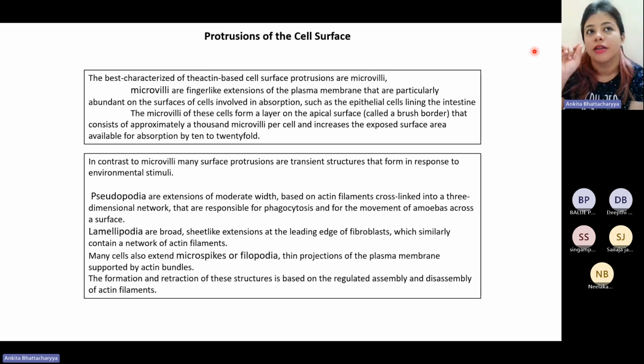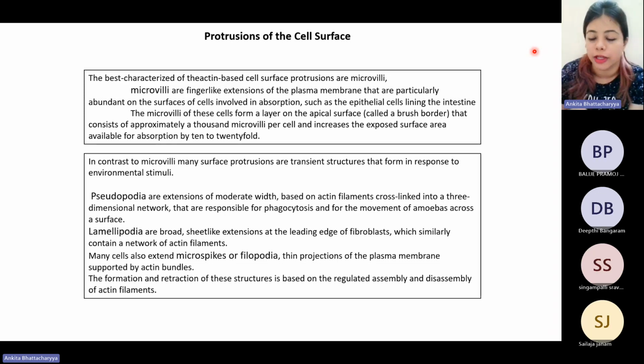I think we all have done this at a very young age, sometime in high school, that whenever you drew an amoeba, you basically drew a very haphazard structure with a little nucleus in the center. And those individual extended regions are usually what we understood as pseudopodia. So these pseudopodia are said to be made up of actin filaments, which are cross-linked into a three-dimensional structure.